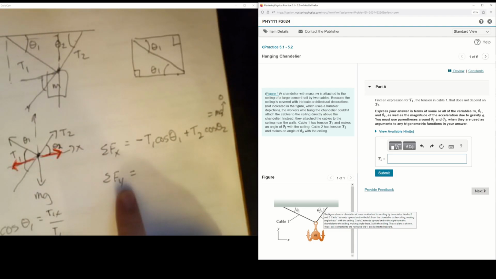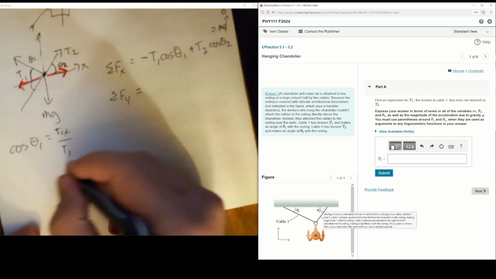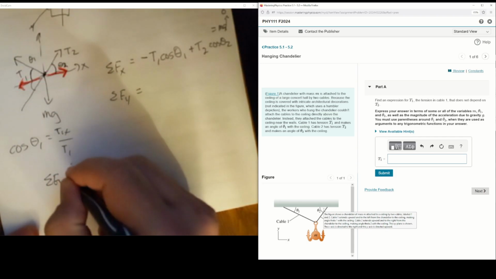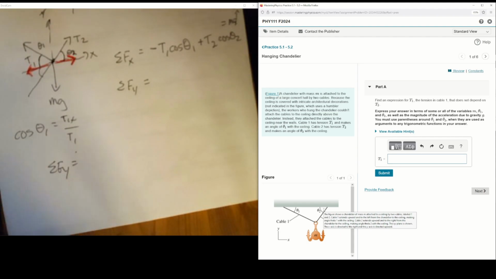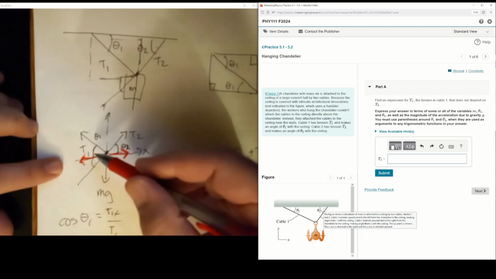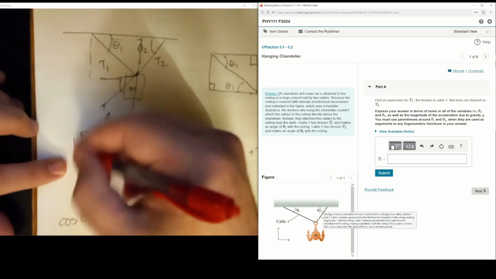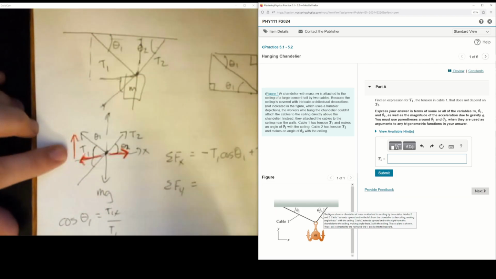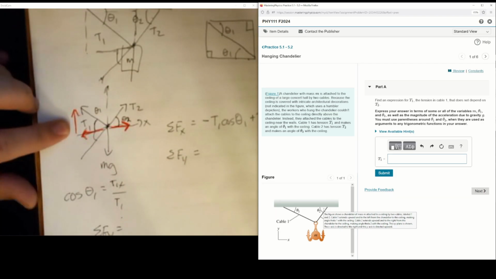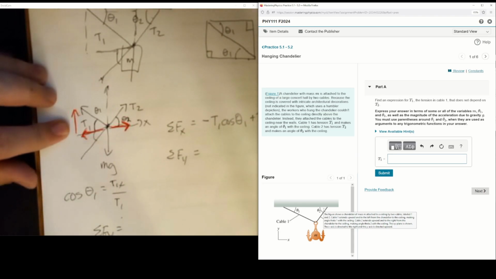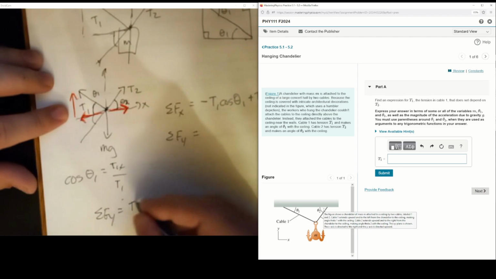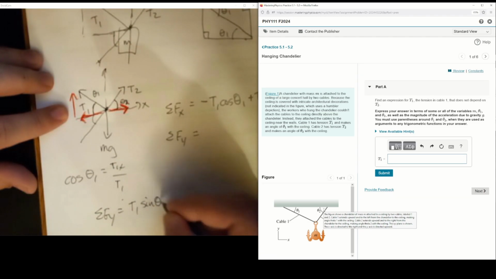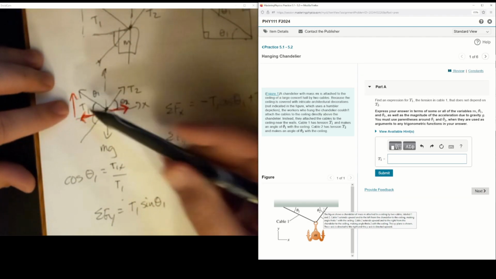Looking at the y direction, I'm actually going to come down here lower just to make sure I give myself enough space. I'm going to sum the forces in the y direction down here. So let's look. We'll start with T1 again. The y component is this one right here going up. That's the y component of tension 1. That's the opposite leg, which we can get with sine. It's going in the positive direction. So that's T1 sine theta 1 is that component.